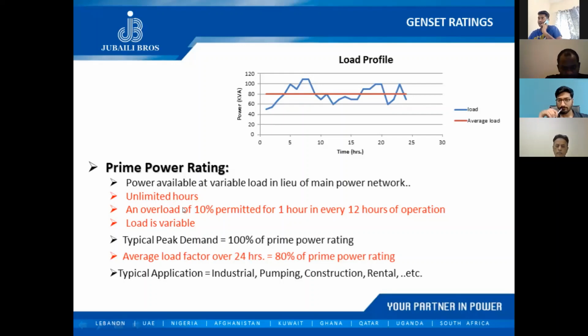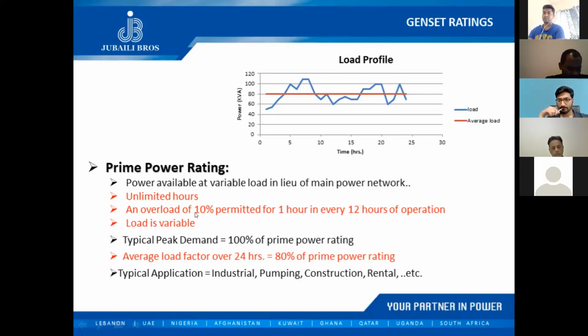In a prime application, my load is also variable. You see, it goes up and down. This is my load profile. It's not continuous and not fixed at a certain amount of power. It goes up and down throughout time. This is a 24-hour period, and we can see how our load varies. The typical peak demand is 100% of prime power rating, so that's 100% of 100 kVA. That's my typical peak. If I go above that, I'll be going into this overload of 10%.